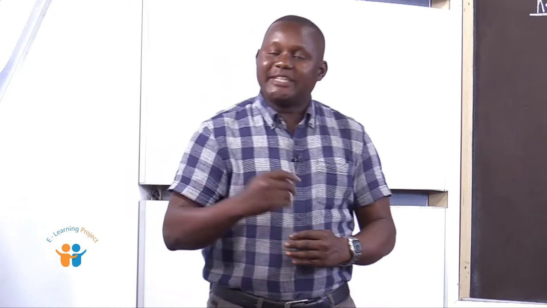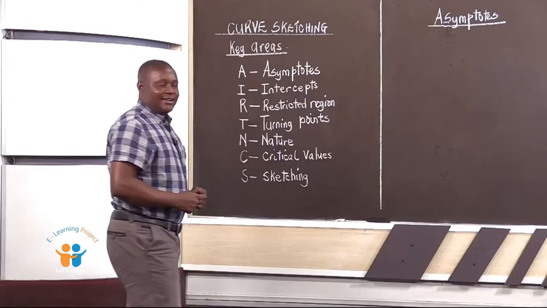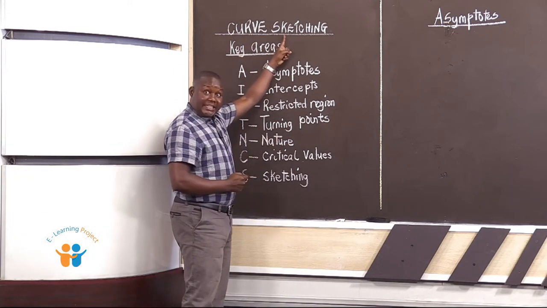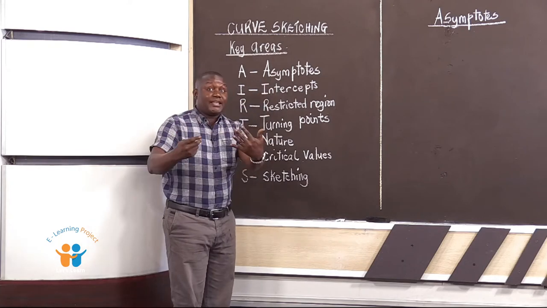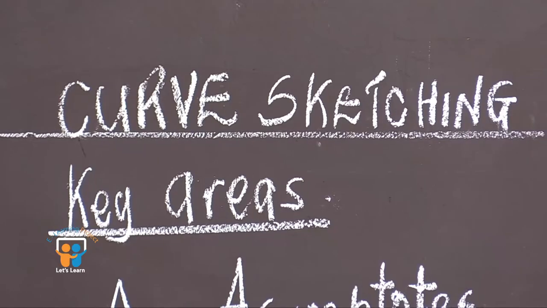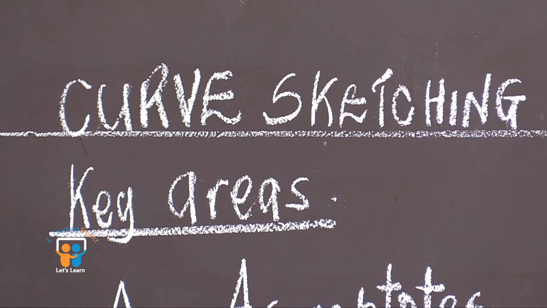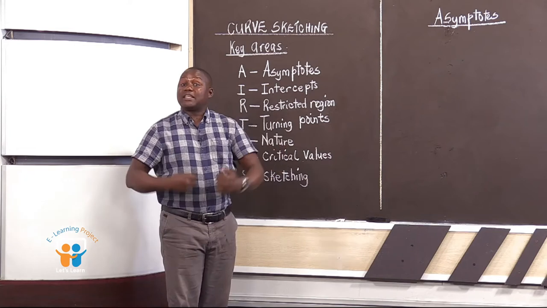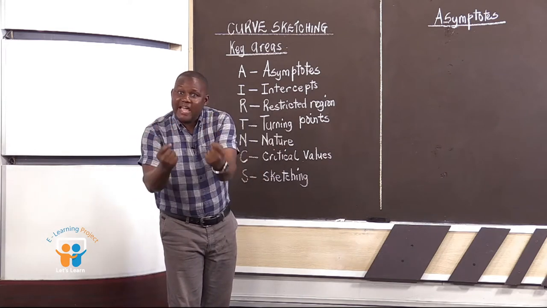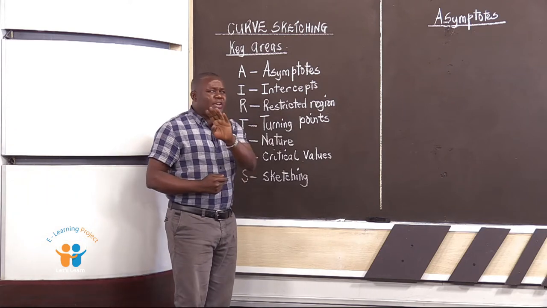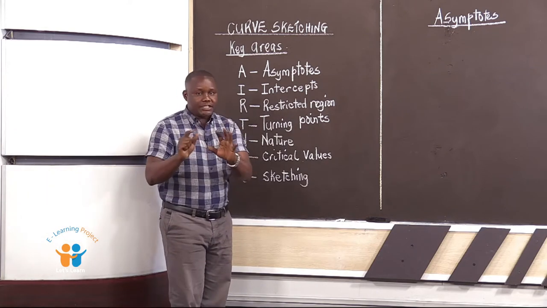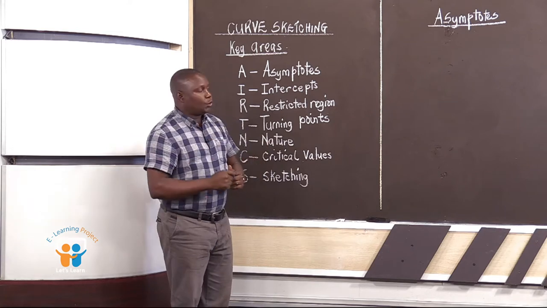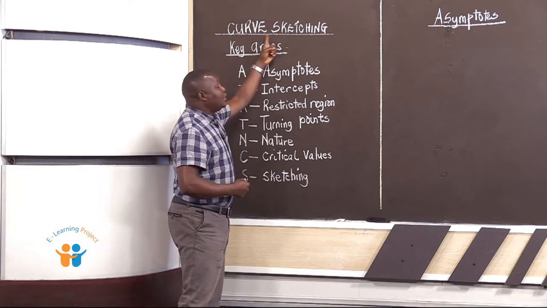Ladies and gentlemen, allow me to take you through the topic of curve sketching. As you can see, we are looking at the topic of curve sketching. Repeat with me: the topic is curve sketching. Just like everything else we normally do in life, there's something called fundamental steps. Everything we do in mathematics calls for a fundamental step. There are seven very important steps that we need to take if we are going to be able to handle the topic of curve sketching.